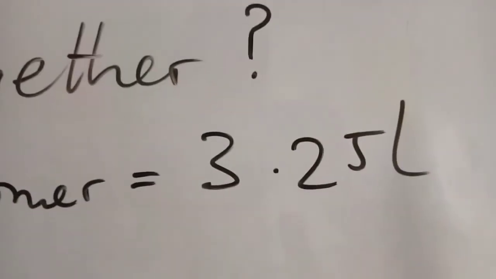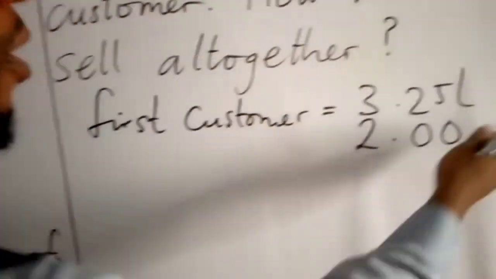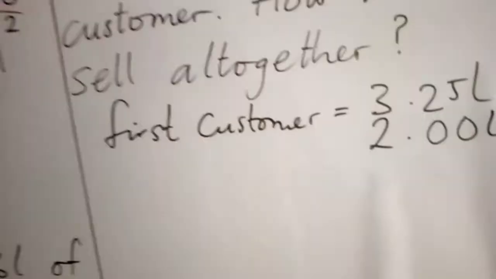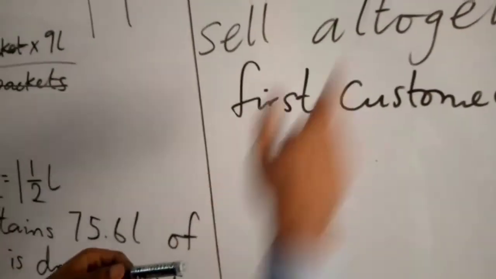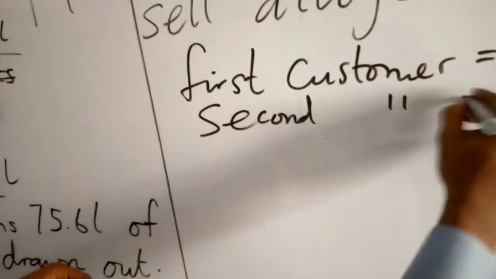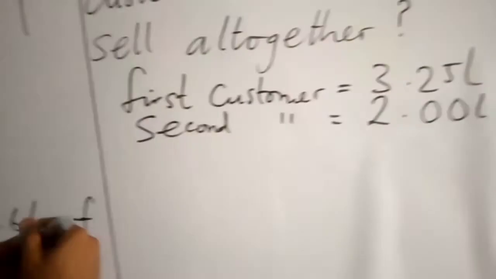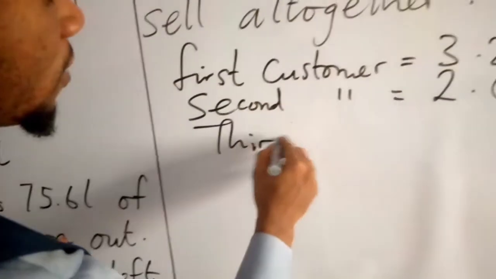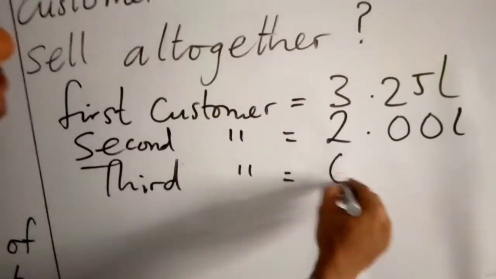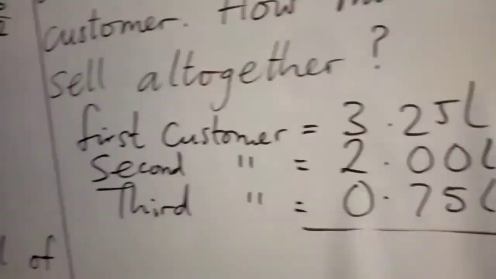Remember, 2 liters is just a whole number, so it will be here. There's no decimal number, so we can use 0 to close it up. It's the same as 2. To his second customer, same. And 0.75 liter to his third customer. Third customer is 0.75 liters. Good. This is all we have.